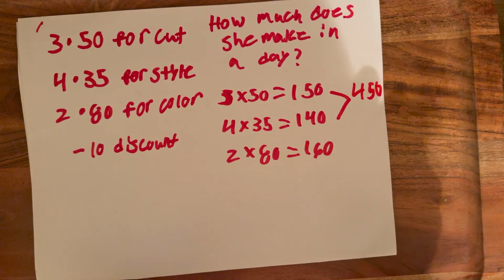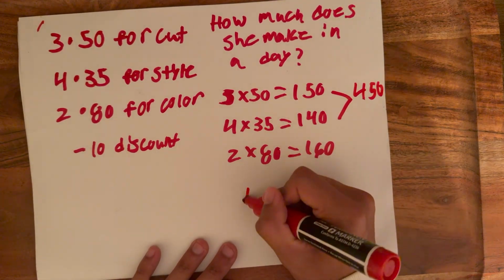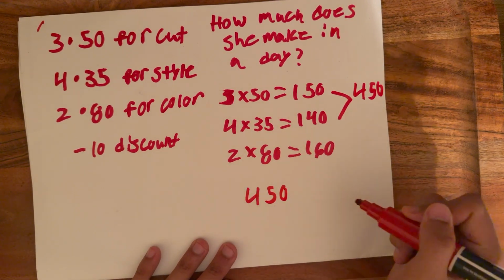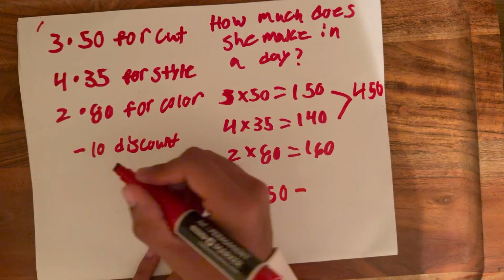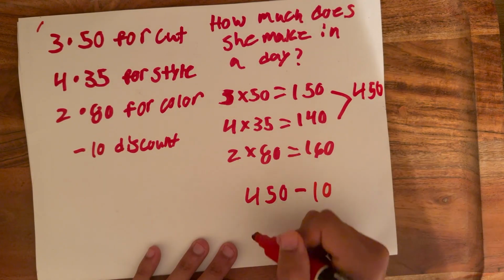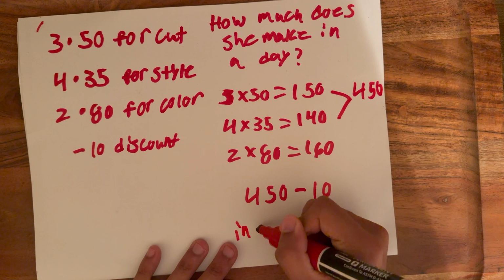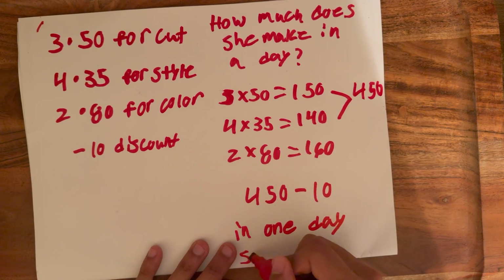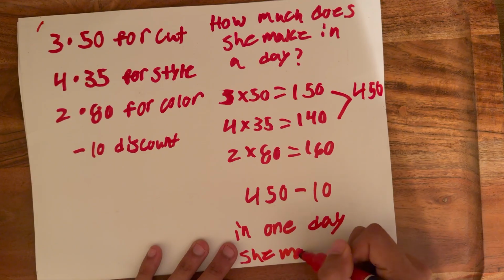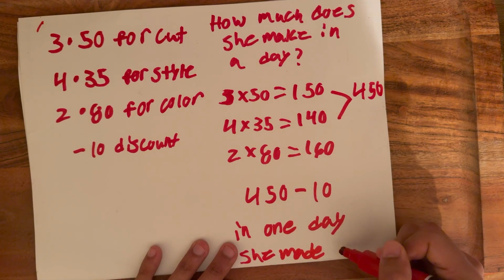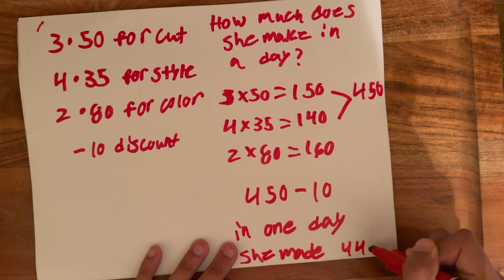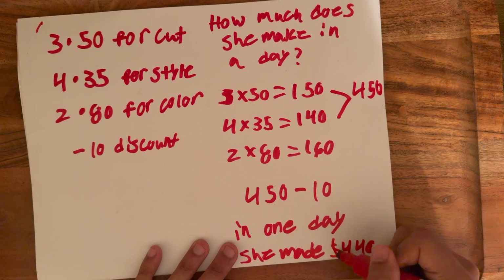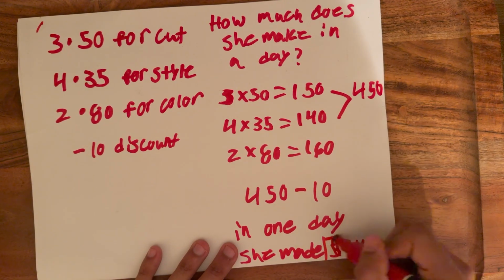And we can't forget the discount. So 450 minus $10 discount, 10. So in one day, she made around 440. Sorry. That's my answer.